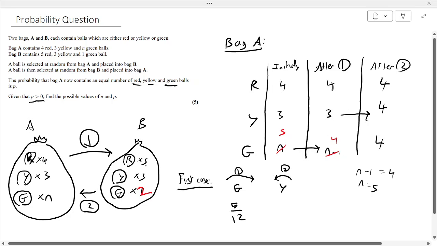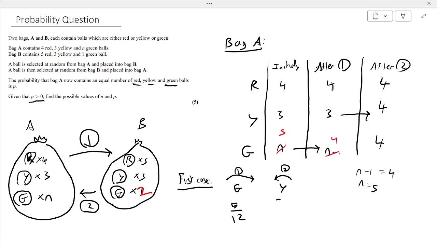I'm adding a yellow ball. So the chance of picking a yellow ball would be 3 out of, well, 5 plus 3 plus 2 is 10. And the chance of both of these things happening in a row, I would multiply them. That's how we calculate probabilities. So that gives you 15 out of 120, which implies 1 in 8. So this was when n was equal to 5. Okay, cool.